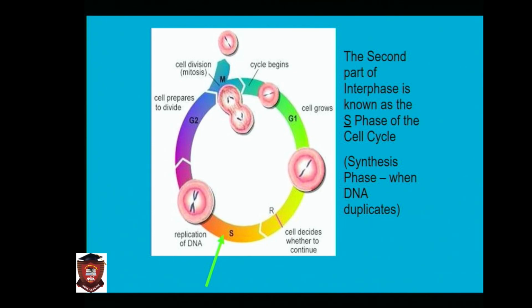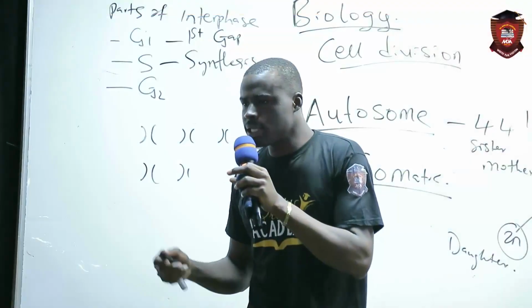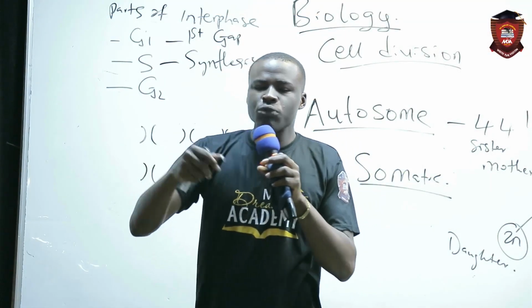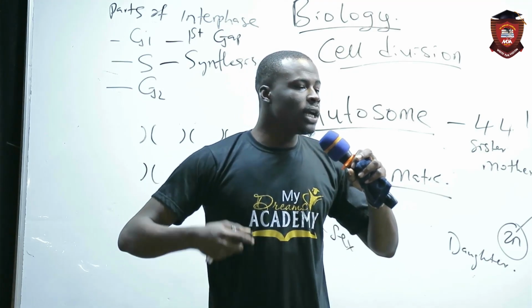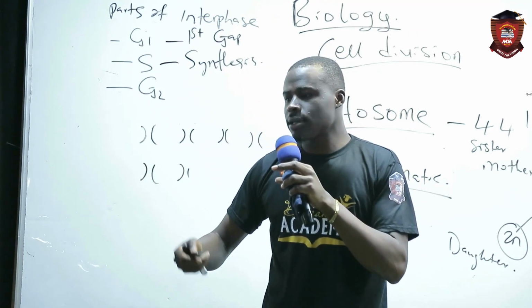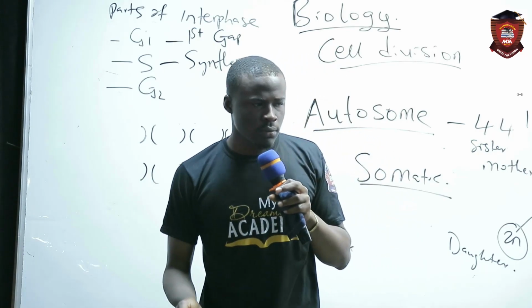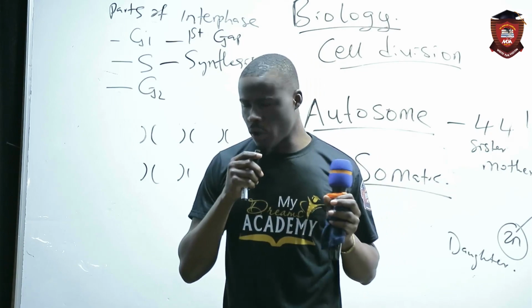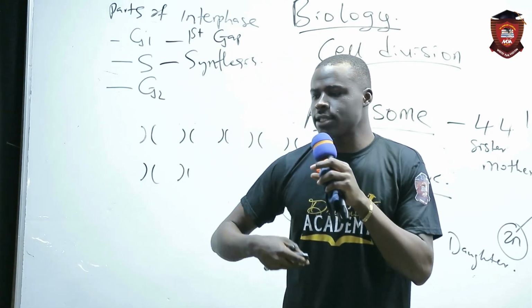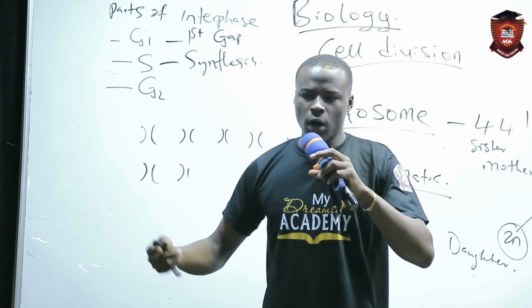After the DNA replication, we come to G2. The G2 is where the cell prepares to divide. In many textbooks, they will tell you that in G2, the cell also increases in size. So, G1 increases in size. S is DNA synthesis. G2 will also increase in size, preparing for mitosis. So it is simple. G1 is cell growth, increase in size.